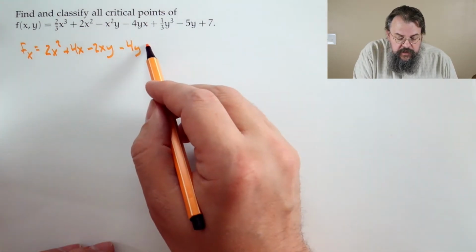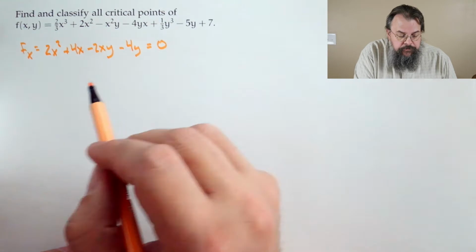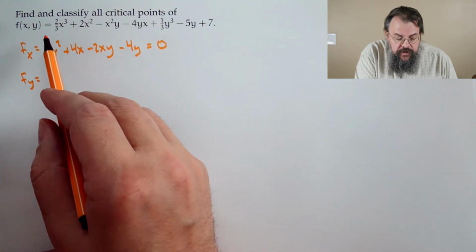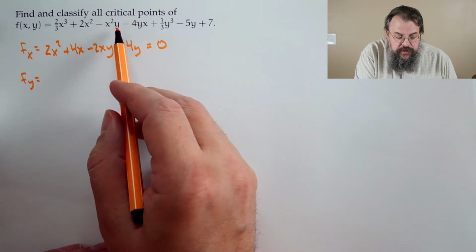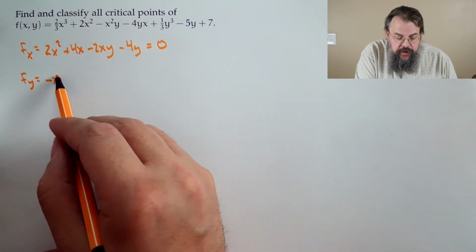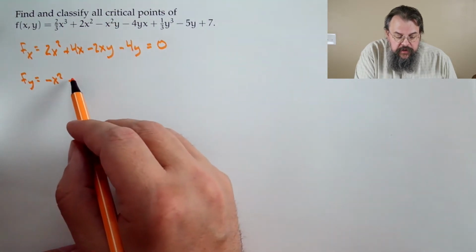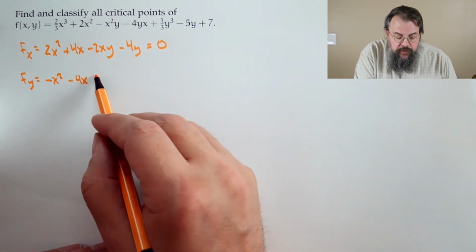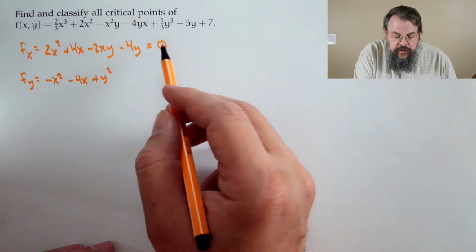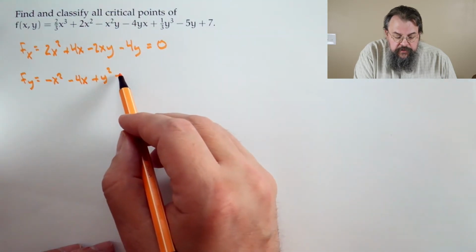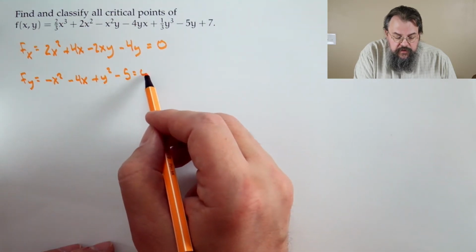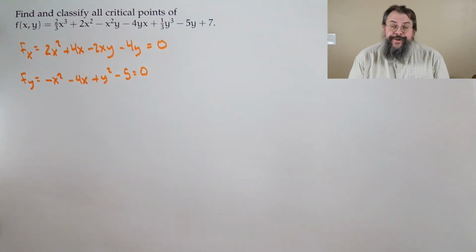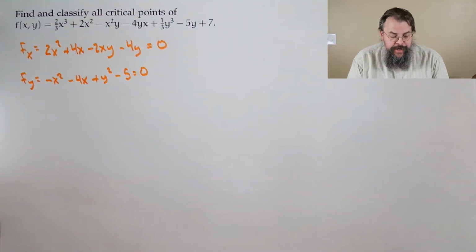Okay, and we're going to set that equal to 0. Now, how about f_y? Well, nothing. There's something: minus x squared. There's a minus 4x. And a plus y squared. And a minus 5 equals 0. Okay, wow. What a problem.